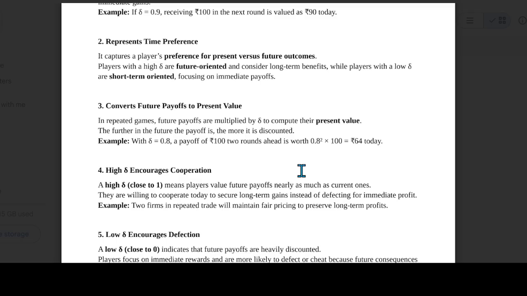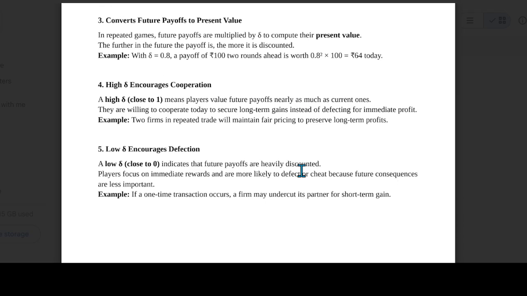Next is that a high discount factor means high cooperation. They are directly proportional. If the discount factor is high, that means it is close to 1. That means the player's future payoff is just about as much as the current one. The future payoff is quite close to today's payoff. So the player is willing to cooperate today to secure long-term benefits instead of defecting for immediate profit.